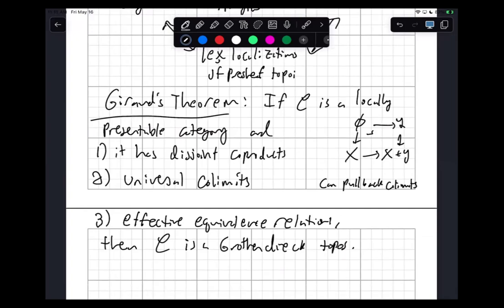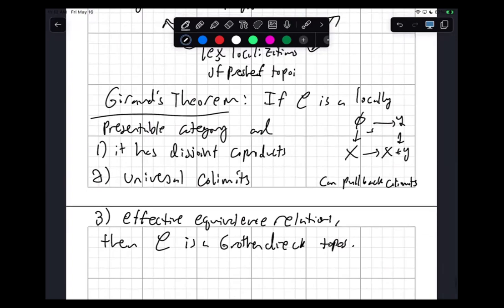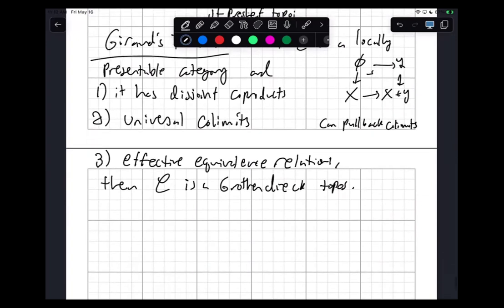And then effective equivalence relations, maybe I won't get too into that. It's a special property of certain sub-objects in your category. If all of these things are true, you are a Grothendieck topos. You are equivalent to a category of sheaves on some site. Okay. What a beautiful theorem. It's an absolutely beautiful theorem.